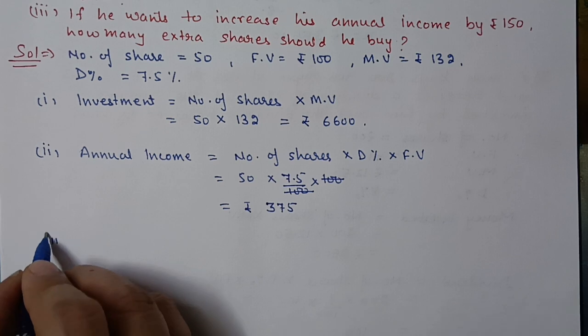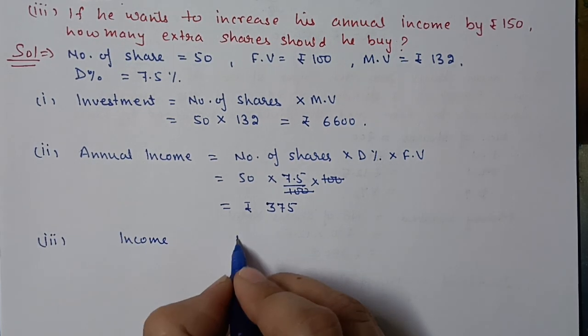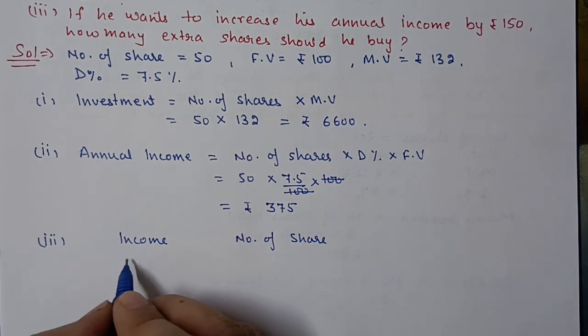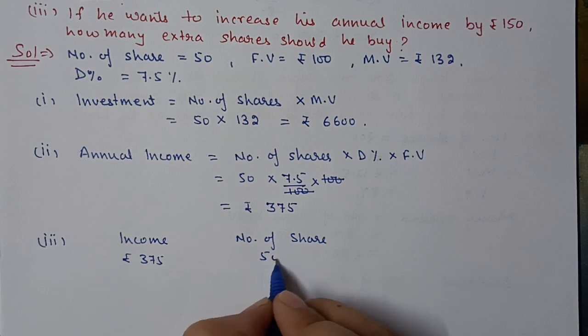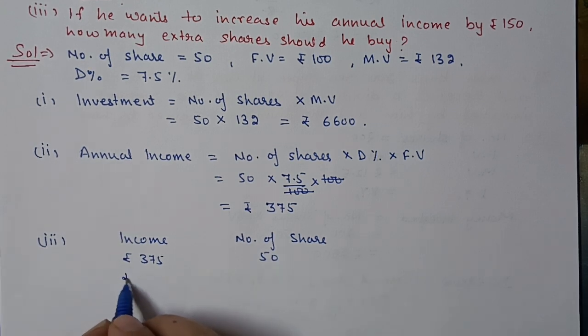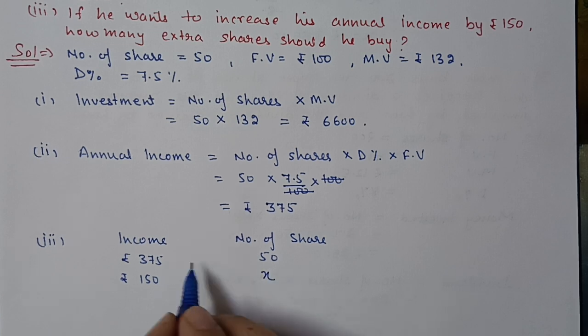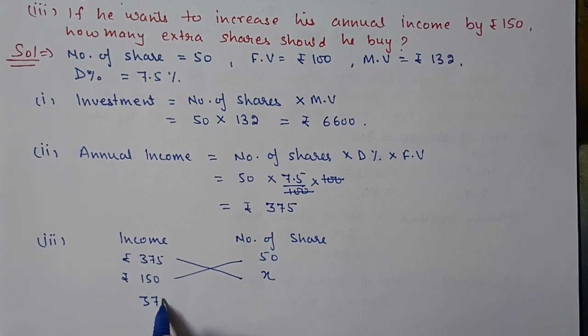For the third part we have to calculate number of extra shares. So income and number of shares we can take. For 375 rupees income, he purchased 50 shares. Now for 150 rupees, suppose he is purchasing X shares, we can cross multiply. This is direct variation. So 375 into X is equal to 50 into 150.